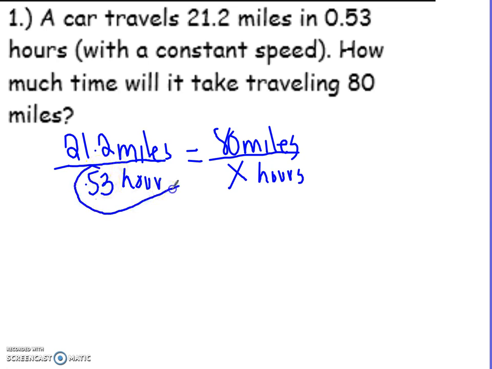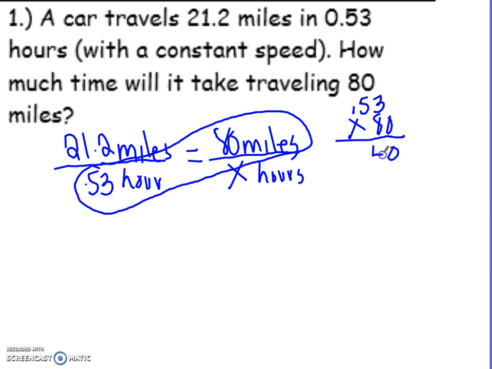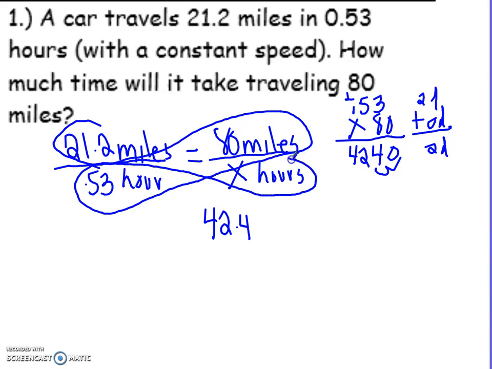We're going to do the cross product rule. We're going to say 53 hundredths times 80. 8 times 3 is 24. 8 times 5 is 40, plus 2 is 42. We have 2d plus 0d is 2d. Hop it over 2 spaces, so we get 42.4. And then we're going to divide by 21 and 2/10.